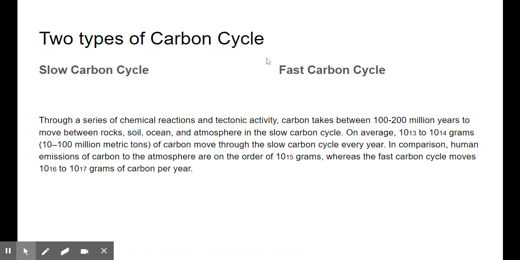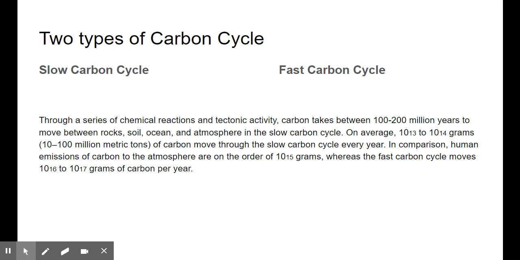So like I said, there are two carbon cycles, the slow carbon cycle and the fast carbon cycle. Through a series of chemical reactions and tectonic activity, which we'll look at in a few units, carbon takes between 100 to 200 million years to move between rock, soil, ocean, and atmosphere in the slow carbon cycle. On average, 10^13 to 10^14 grams of carbon move through the slow carbon cycle every year.